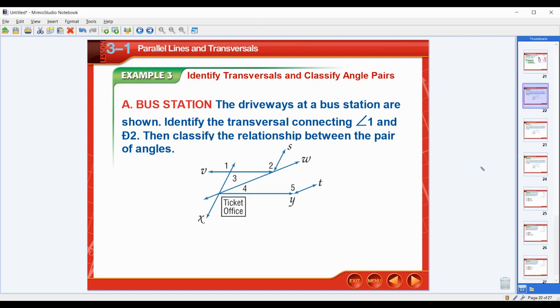22 here, we're almost done. Just a few more examples. 22, it says the driveways at a bus station are shown. Identify the transversal connecting angle 1 and angle 2. Then classify the relationship between the pair of angles.